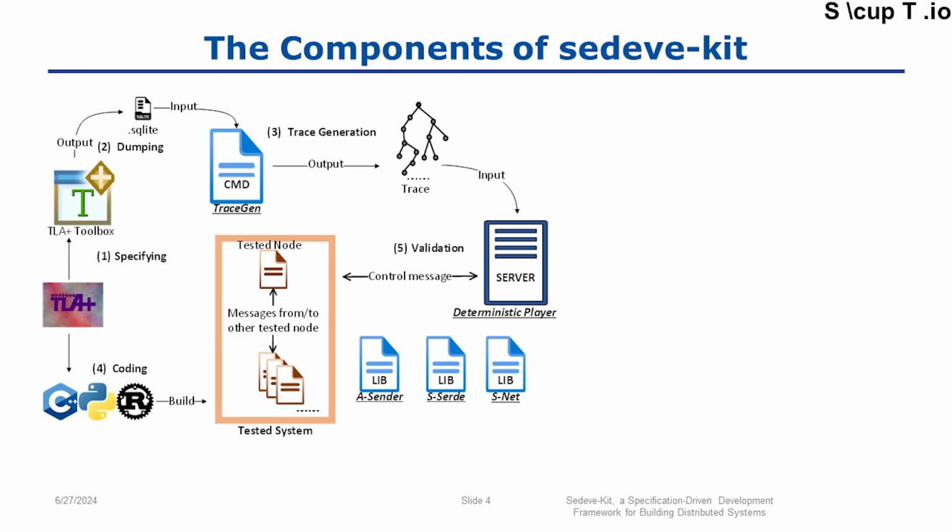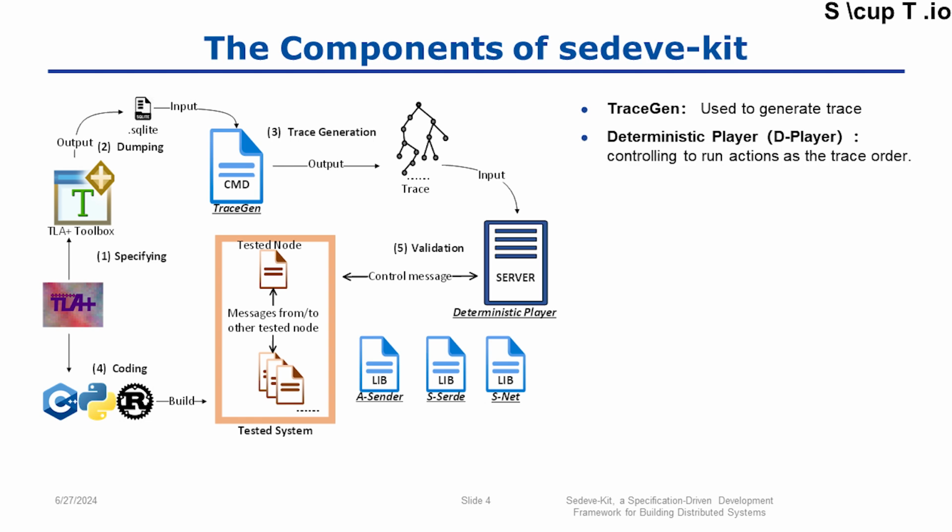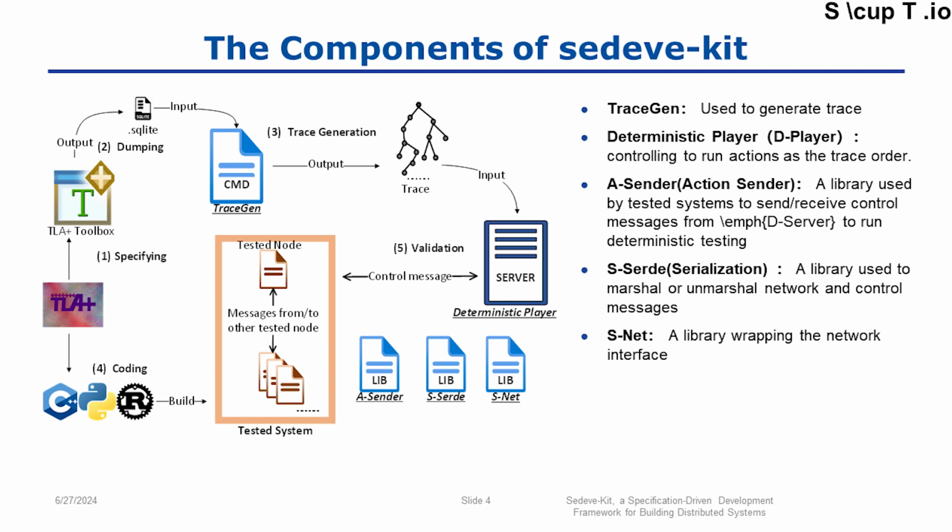This figure shows the components of the kit. TraceGen is a tool used to generate trace sets. The deterministic player controls running actions in the trace order. Ascender, SCERD and SNet libraries are used to build network channels.